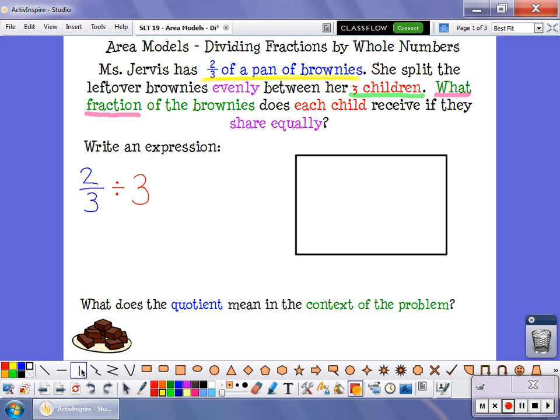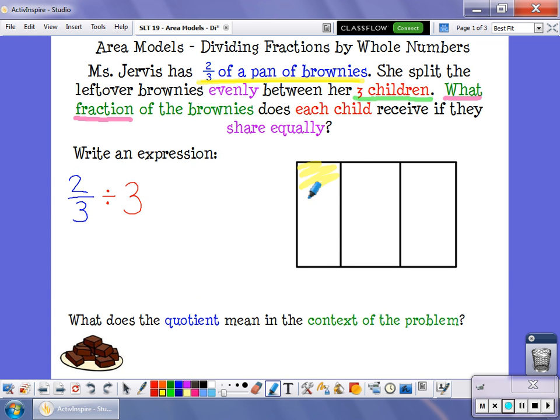If I'm going to show this visually using this rectangle here, the first thing I need to do is start off with 2/3 of a pan of brownies. So I'm going to take this rectangle and divide it into thirds, and I'm going to shade in 2/3. Now I know that these thirds aren't exactly evenly spaced, and that's okay because this is just a model. So this represents 2/3 of a pan of brownies. Now this, once upon a time, was a full pan of brownies, but this section right here has already been eaten. So all we have left are the 2/3 over here.